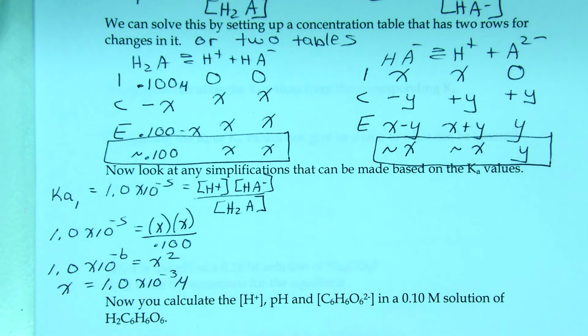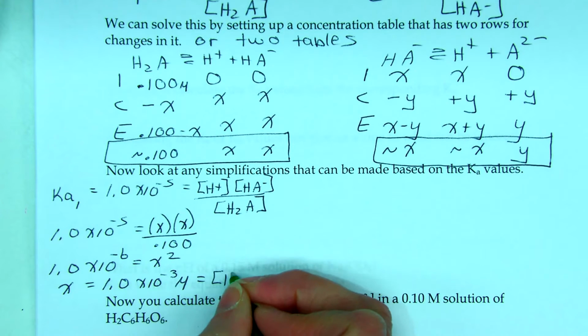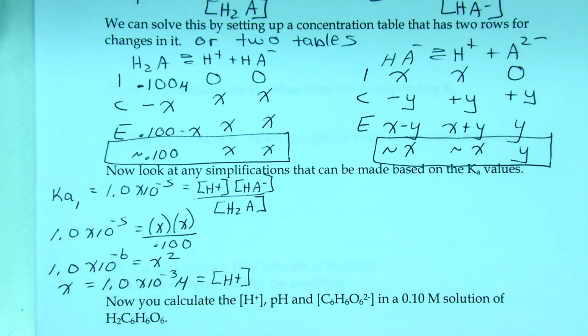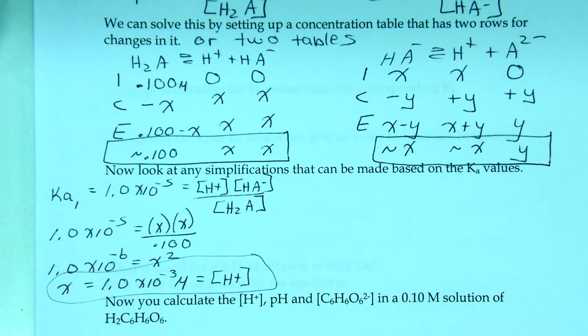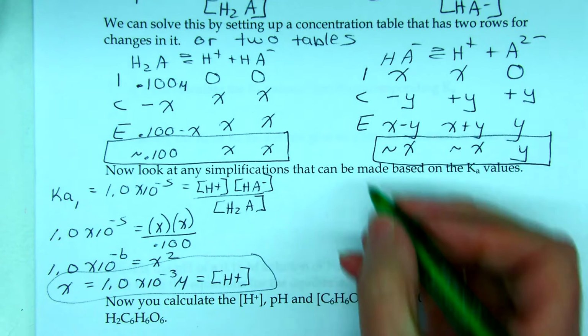Now, what is X representing for us? That is representing the hydrogen ion concentration. So we've just solved the first part of our question. We have the hydrogen concentration. And from that, we can find the pH. Now let's look at the second ionization.